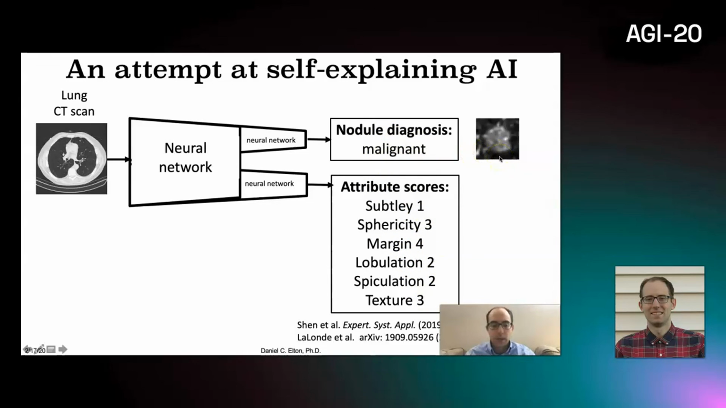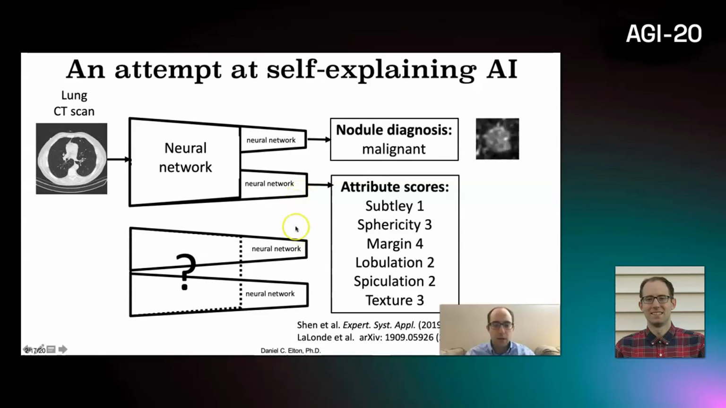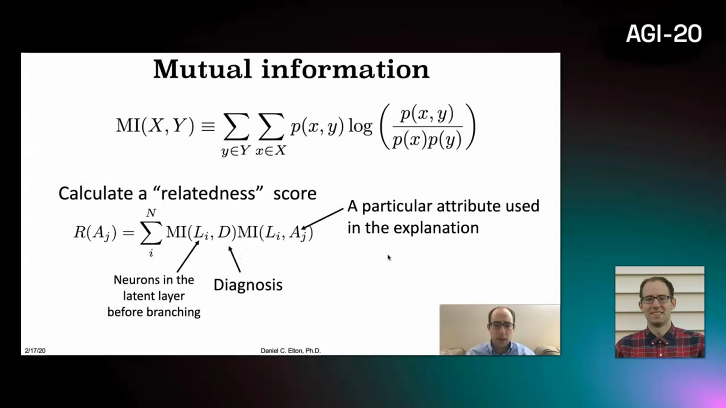But it's simply not clear whether this was actually what was going on, because it's quite possible that if you look internally at this neural network, the 2 branches are being computed very independently. So this is where I brought in the idea of using mutual information measures to determine if the output of that attribute branch is actually used or related to the diagnosis.